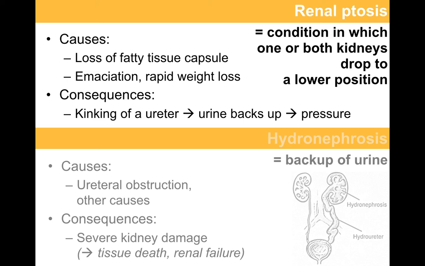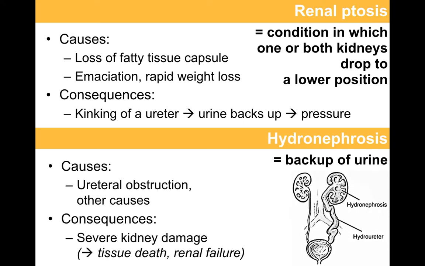As a result, the ureter may become kinked, causing the urine to back up and exert pressure on the kidney tissue. And let's consider this a little. This backing up of the urine can cause severe damage to the kidney, leading to tissue death and eventually to renal failure.